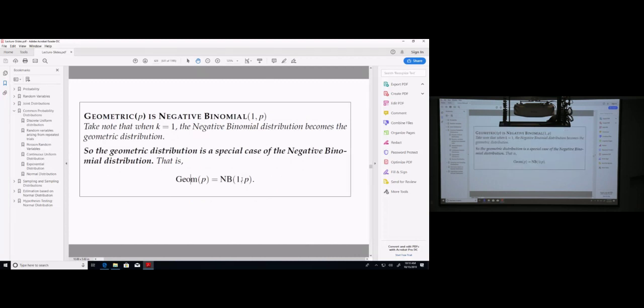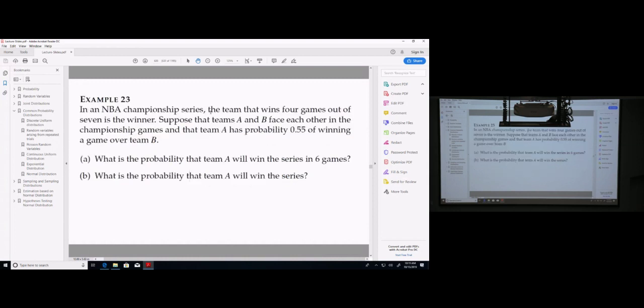Okay. So here it relates. The geometric is just a special case of the negative binomial when the total number of successes that you need to accumulate is exactly 1, all right? This is similar to the binomial, and the Bernoulli is a special case of the binomial when the number of trials is equal to 1. So we have a parallel statement here. Okay, so this is this.